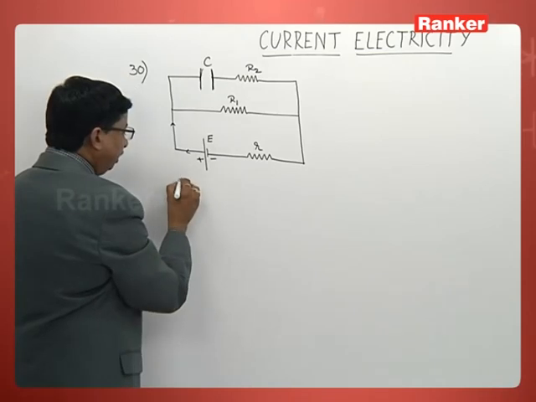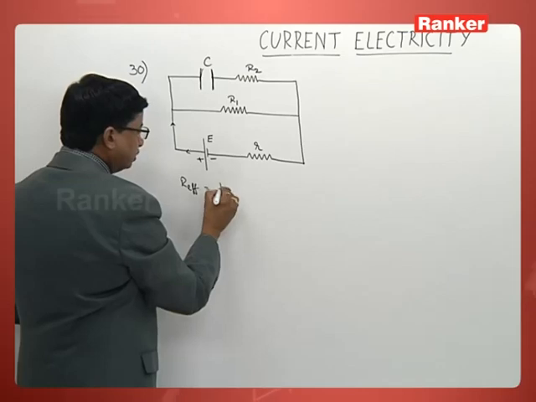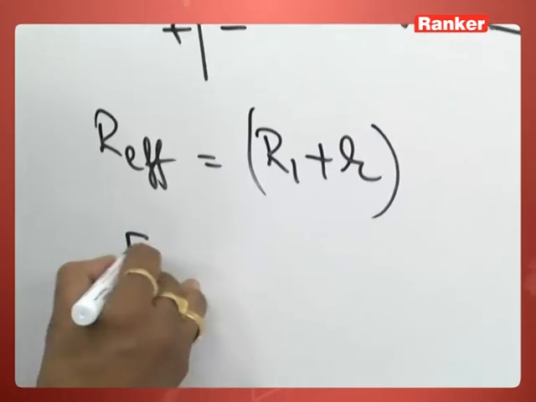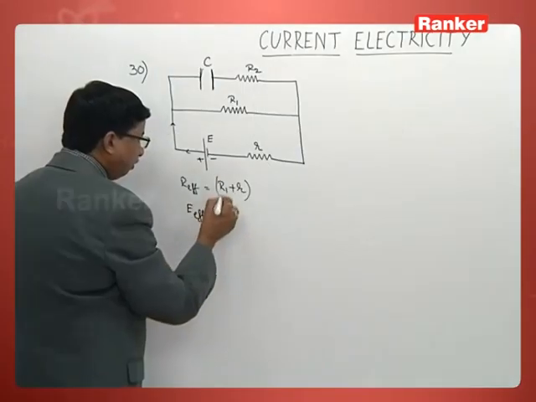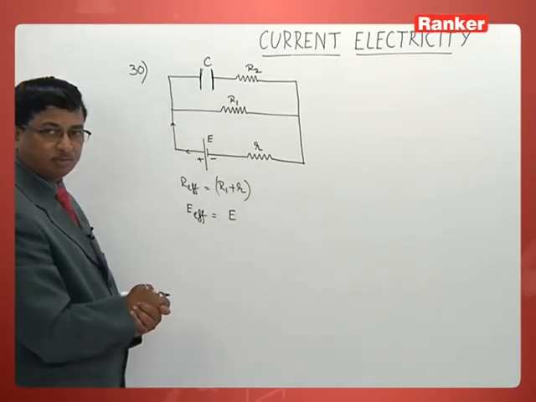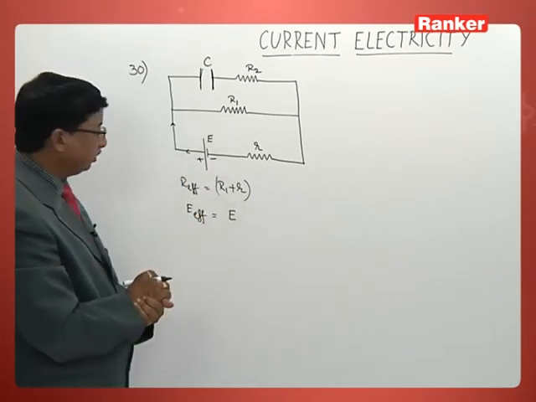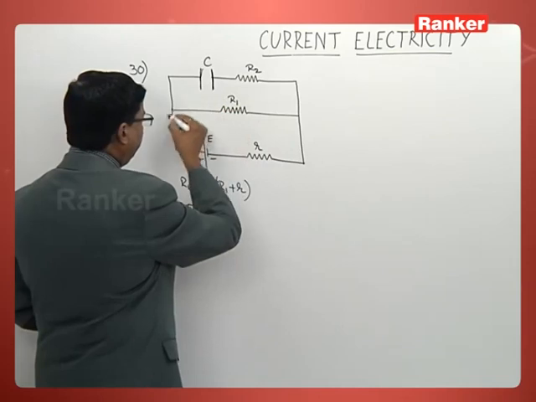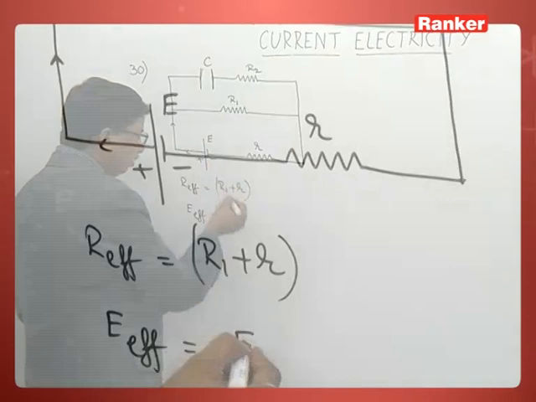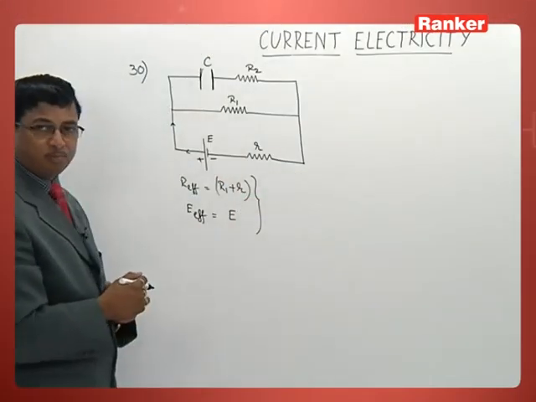Then what will now be the effective resistance of the system? These 2 are in series, so it becomes R1 plus R. And what will be the effective EMF that is given over here? That is E. So this is actually the concept he is talking about. Effective resistance will be taken up only by considering these 2 resistances, and the EMF is E. This is what one should remember from this type of circuit.